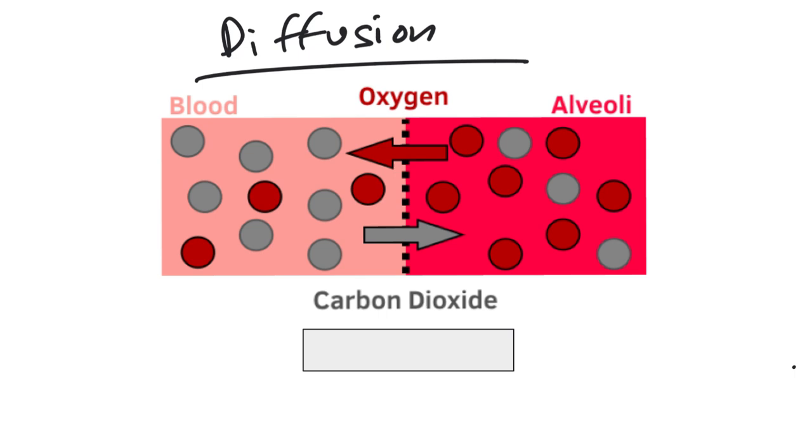An example of this in a biological context would be the transfer of oxygen into your red blood cells from the alveoli after you breathe in. So what's happening here is oxygen molecules are diffusing into your cells from the alveoli, where there's a higher concentration of oxygen, into the blood, where there's a lower concentration in the cells.